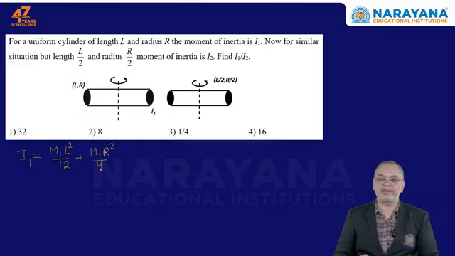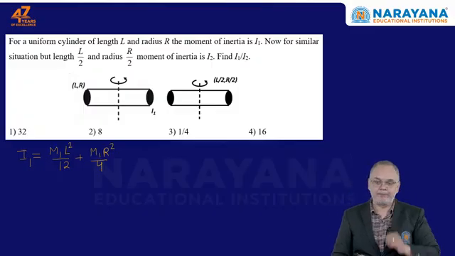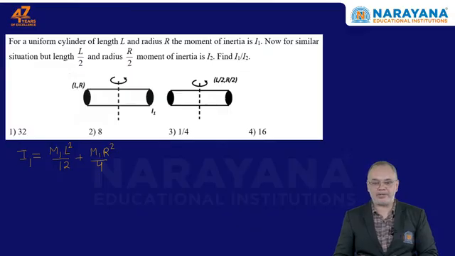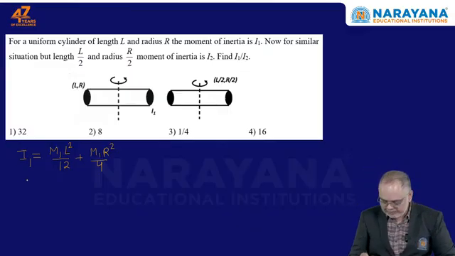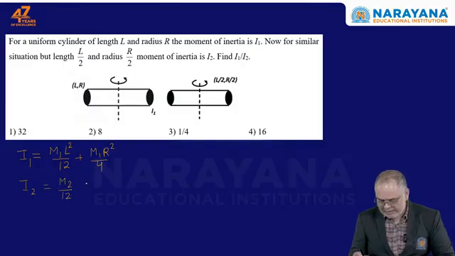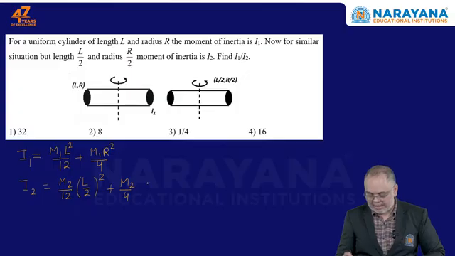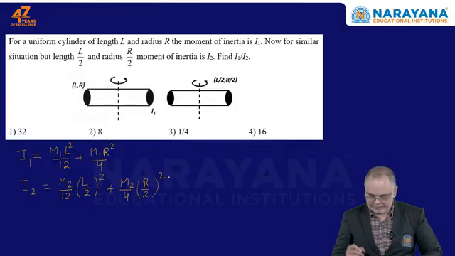So this is the moment of inertia of the first cylinder. Now we are changing the length and the radius, then what will happen? Mass will also change. So we can write I2, that is m2 by 12, instead of L, we have L by 2. So (L by 2) square plus m2 by 4, and instead of R, we have (R by 2) whole square.